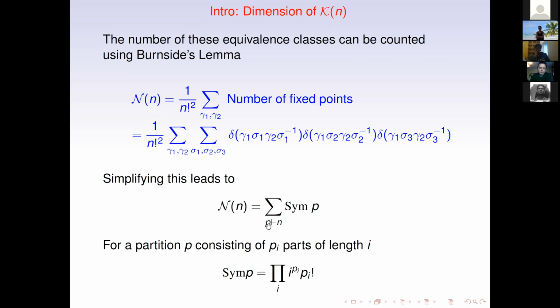that you sum over all partitions of little n. Little n is the degree of my invariance, and the symmetry factors of these partitions. A partition is a splitting of n into a bunch of integers i with multiplicity pi. And in terms of these i's and pi's, there's a symmetry factor for the partition. So there's a nice concrete formula for how many invariants there are.